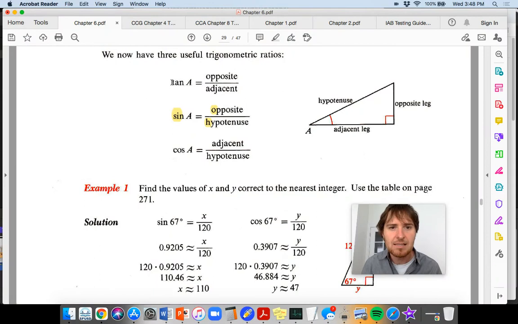CAH: cosine equals adjacent over hypotenuse. The A in the numerator is always going to be the adjacent or opposite. It's not going to be the hypotenuse. And then TOA: tangent equals opposite over adjacent. Just a way to remember this stuff. It's T-O-A. I made that mistake earlier.